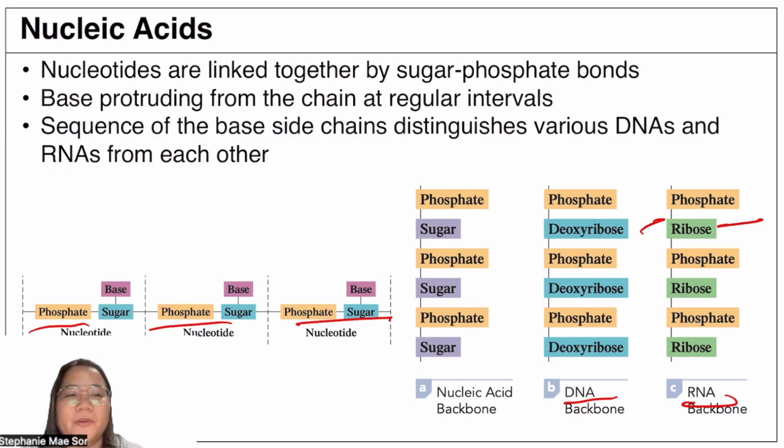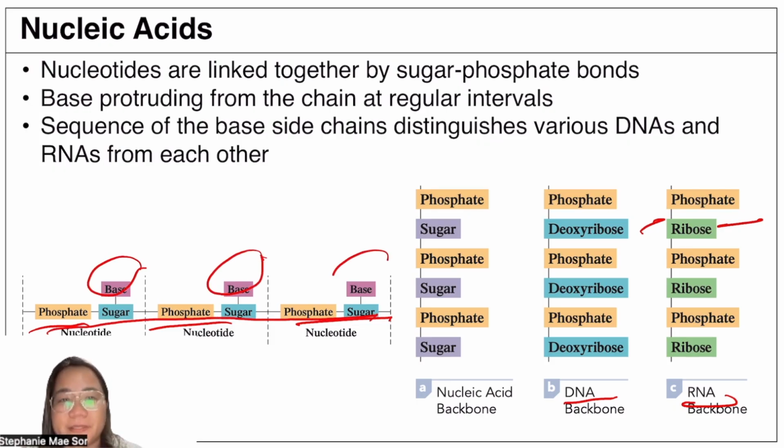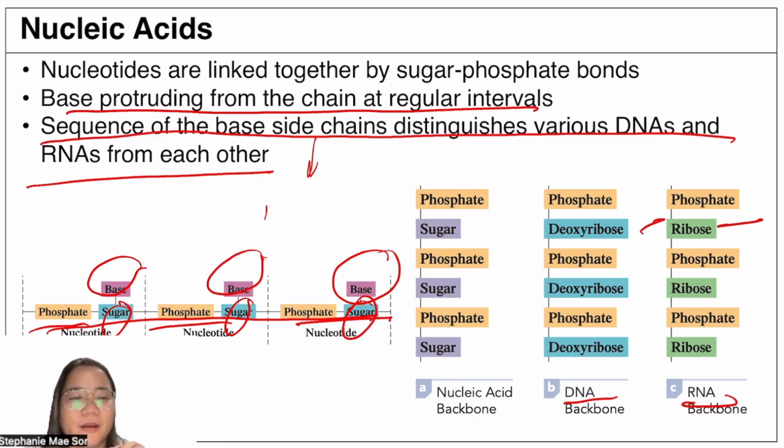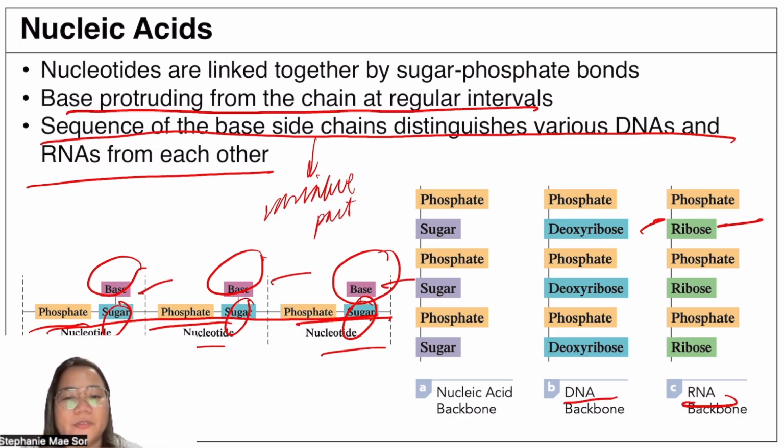And then, ang mga burloloy, kunyari, para siyang charm bracelet or para siyang Christmas lights, no? So, yung mga nakasabit dun sa banderitas mo, basically, yung pisi is the backbone. And then yung mga nakasabit is your bases. So, the bases protrude from the chain at regular intervals, nakakadikit sila sa sugars. Okay? And then, how do you differentiate the various DNAs and RNAs? Siyempre, you look at the variable part of the molecule, which is the bases. So, the backbone is consistently a phosphate sugar, phosphate sugar, phosphate sugar na alternating. And then nakasabit sa kanila yung mga nitrogenous base. Okay?